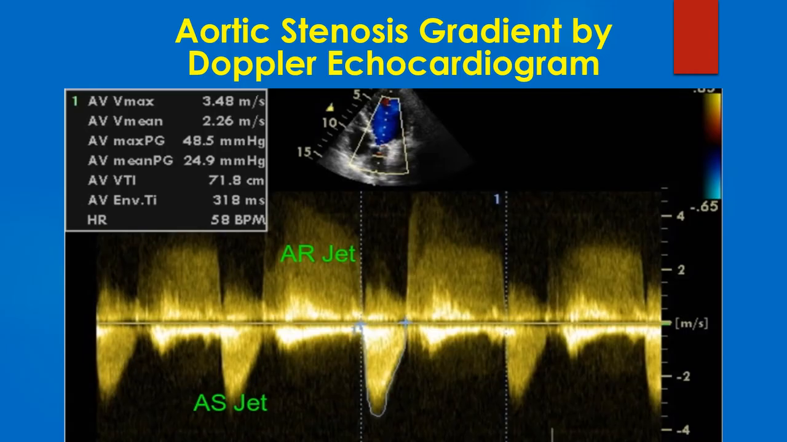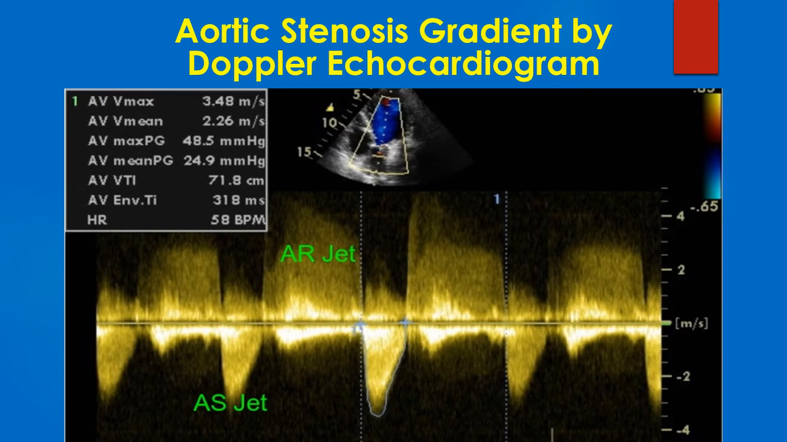Velocity scale on the right side is in meters per second. Aortic regurgitation jet is seen above the baseline as the regurgitant flow into the left ventricle is towards the transducer kept at the left ventricular apex.